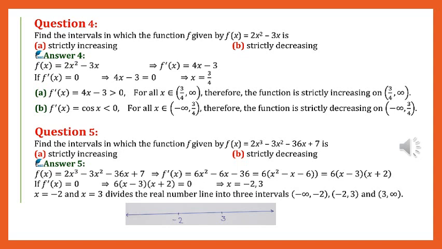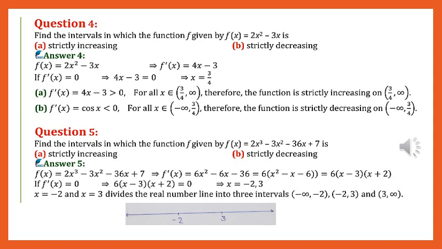Now let's solve questions. These questions are from your textbook, exercise 6.2. I will explain question number 5 first. Find the intervals in which the function f given by f of x equal to 2x cube minus 3x square minus 36x plus 7 is (a) strictly increasing, (b) strictly decreasing. Let's see part A and part B; we can do both together.